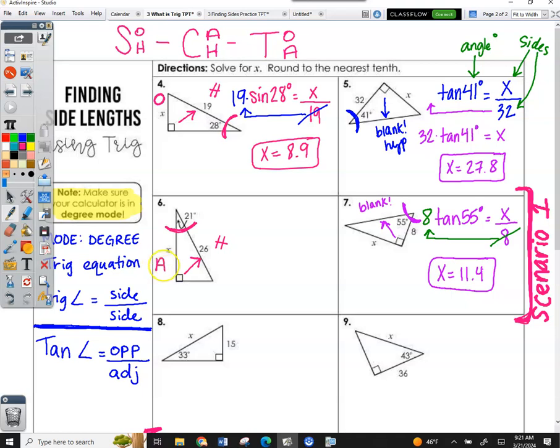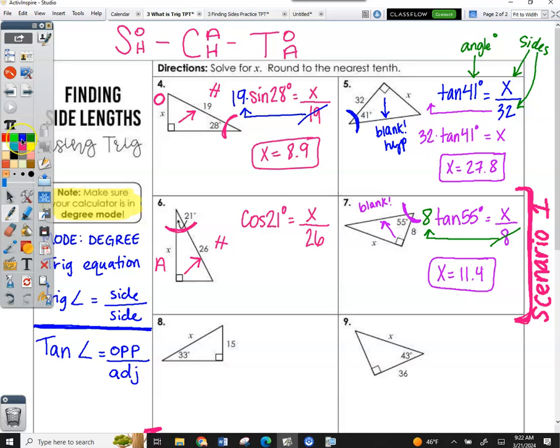So you're going to put an A. Then you're going to look at your formulas at the top of your paper and say which one uses adjacent and hypotenuse. C for cosine. So set it up. Cosine, angle, equals fraction bar, adjacent over hypotenuse. And then you already know how to solve it.